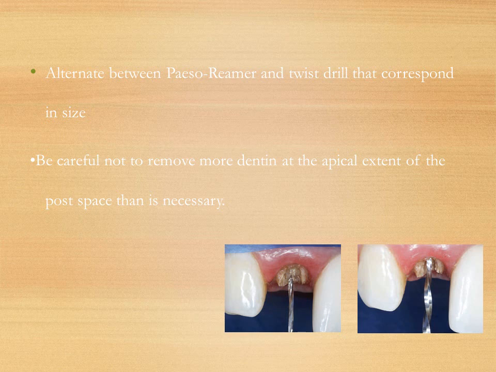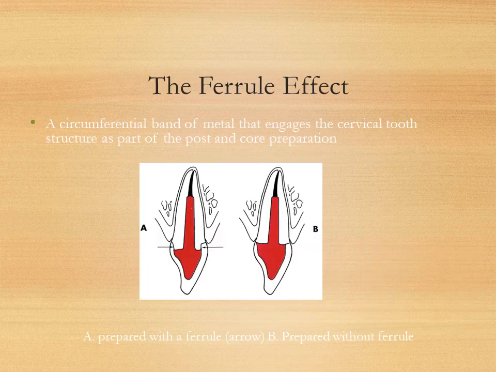That is how you actually have to decide whether the patient requires a post. And the ferrule effect is very important. It is a circumferential band of metal which engages the tooth structure, and it is a component, a part of your post and core preparation. If you can see figure A, the red colored region is your post and the core on top. You can see that the core is sitting significantly higher up on the dentine of the tooth structure. It is not exactly sitting at the margin of your crown prep.